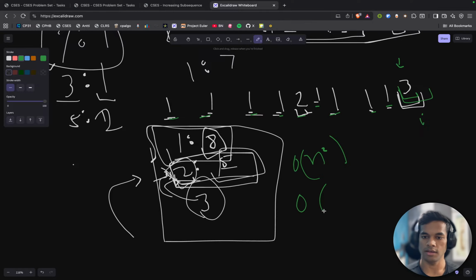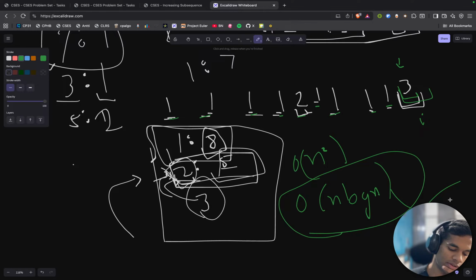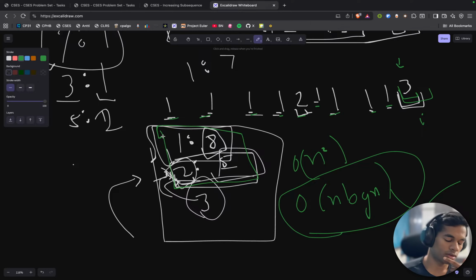What we need is n log n time. This is very much preferred. If you could find something like this, it would be pretty cool. We cannot use a map because a map, what will... we cannot even use a set.